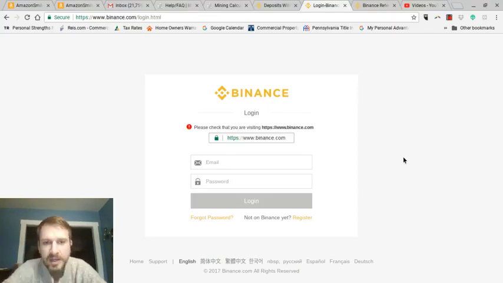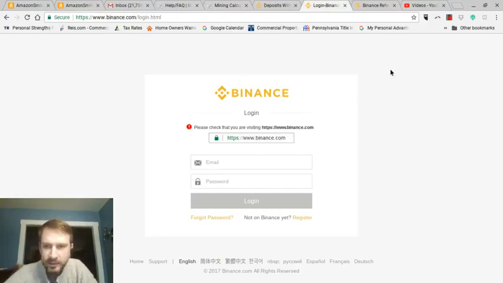But in any case, Binance is a pretty cool exchange. It's pretty easy to use, and it has some coins and some tokens that you're not going to find elsewhere. So it's a good exchange if you want to diversify your holdings and you want to buy some of those cheaper coins or get some of those coins that you can't find elsewhere. This is a good place to find them.